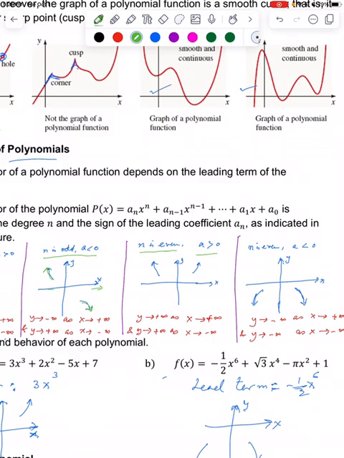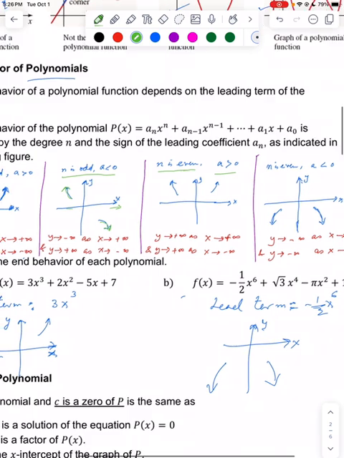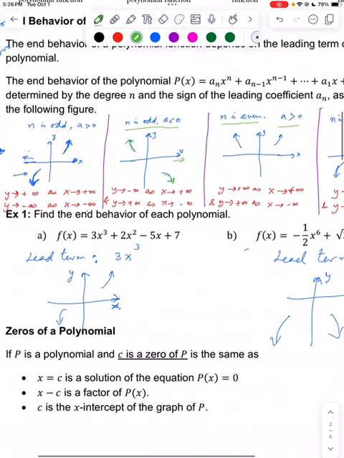So for example, what is the end behavior of each of these polynomials? First we trace out the lead term. So here is the lead term. We see that the degree is 3 and the lead coefficient is 3. So it means it will behave like the x cubed graph. So we have this end behavior like this, or you can write y goes to infinity as x goes to infinity and y goes to negative infinity as x goes to negative infinity.